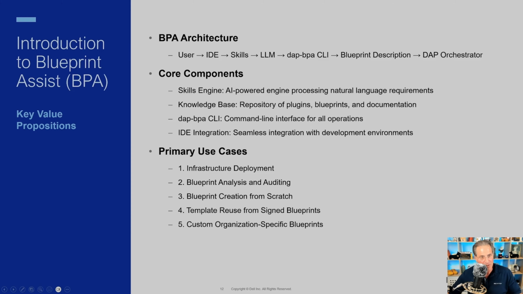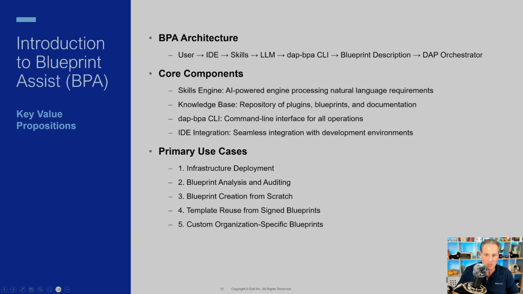Now, our architecture is the user, the IDE, the skills that you get with Blueprint Assist. Those then point to your LLM of your choice. You use the CLI, the dap-bpa CLI, to put together that blueprint description, that whole packaged up zip file that you'll see in a few of the other demos that I'll make here. That gets uploaded to the Dell Automation Platform Orchestrator and executed as a workflow. So we have the skills engine, the IDE integration, dap-bpa was the fundamental Blueprint Assist.